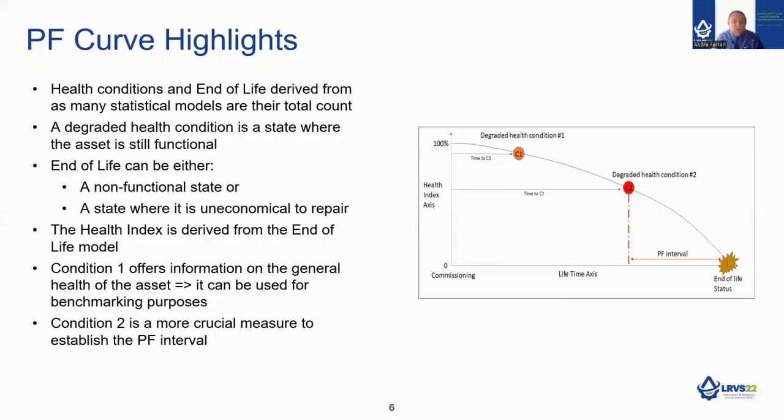C1 can be used for benchmarking purposes as it offers limited information with regards to the PF interval. Items that hit C1 earlier or eventually C2 can be flagged as potential bad actors. As mentioned, condition 2 is a more crucial measure to establish the PF interval.